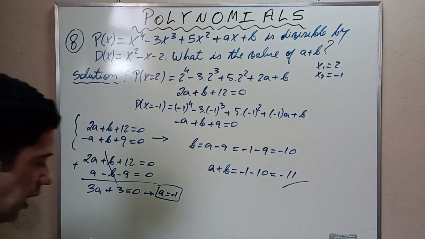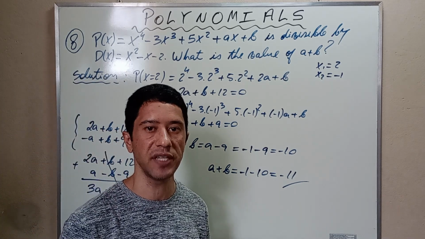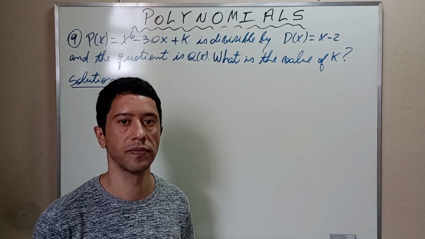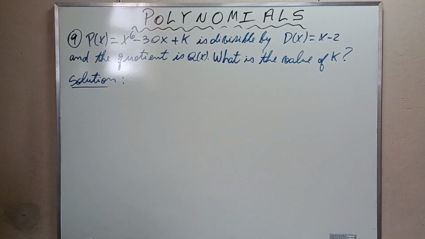Alright, my friends, let's go to the last exercise. Let's go to exercise number 9. Exercise number 9: if P of x is divisible by D of x and the quotient is Q of x, what is the value of k? Alright, my friends, this is the exercise. Let's go to the solution.